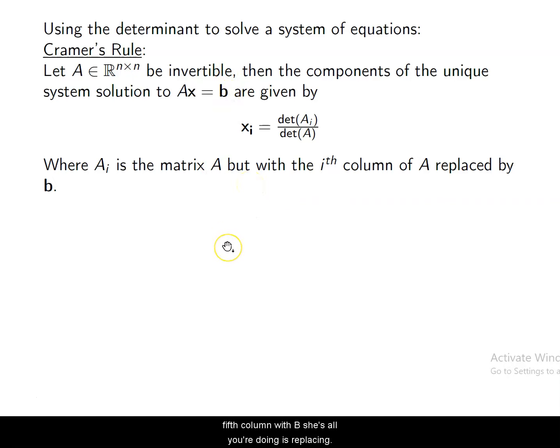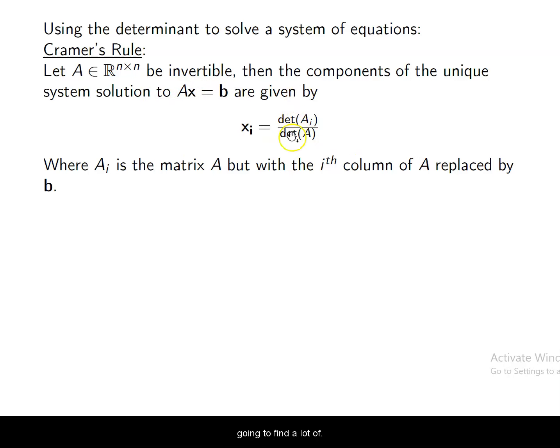Okay, so all you're doing is going down each column and replacing each column with b one at a time, and each time you're finding the determinant, and that's your numerator, and then you're dividing by the determinant of the original matrix A.